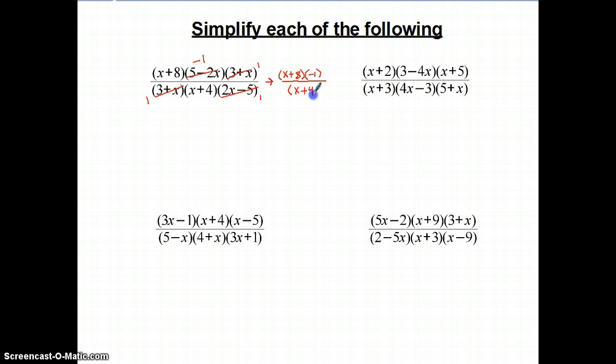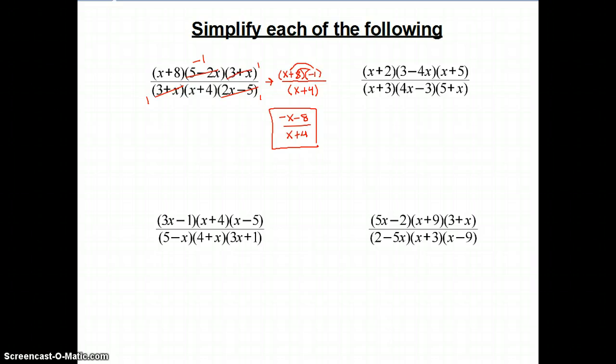So all I'm going to do to simplify completely is to distribute that negative 1, leaving me with negative x minus 8 all over x plus 4. We can't do anything else from here, so we leave our expression just like that.